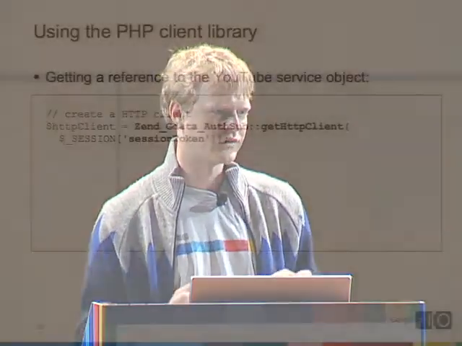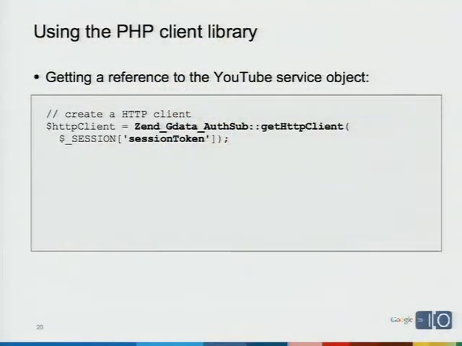So what I'm going to explain here is how you would use the YouTube service object that you need to communicate with the API. This code is a little bit different because we're actually using authentication here. Because we need to get a user's friend activity, you need to make an authenticated request. So this is why we're using the Zend GData AuthSub object here.